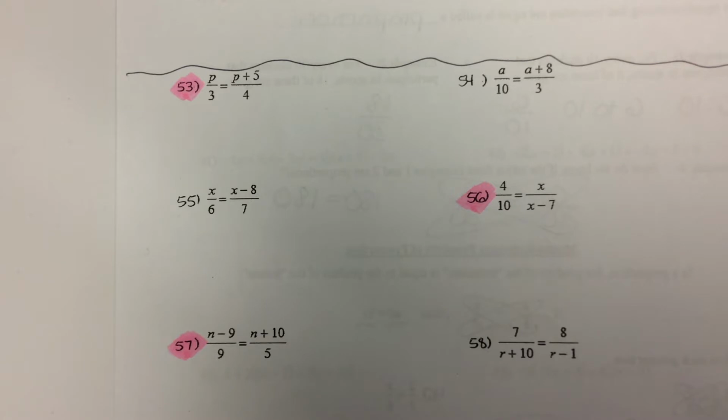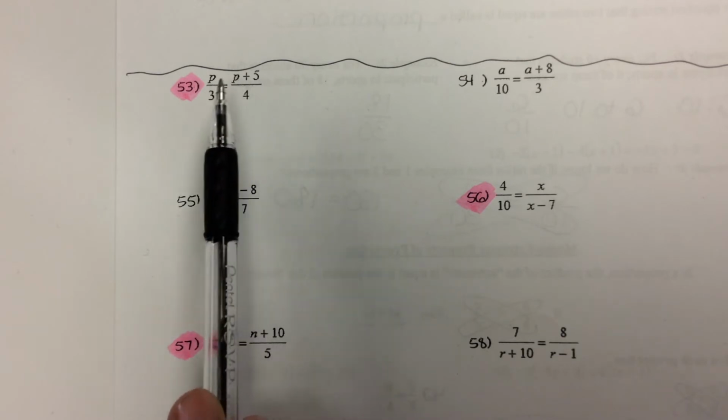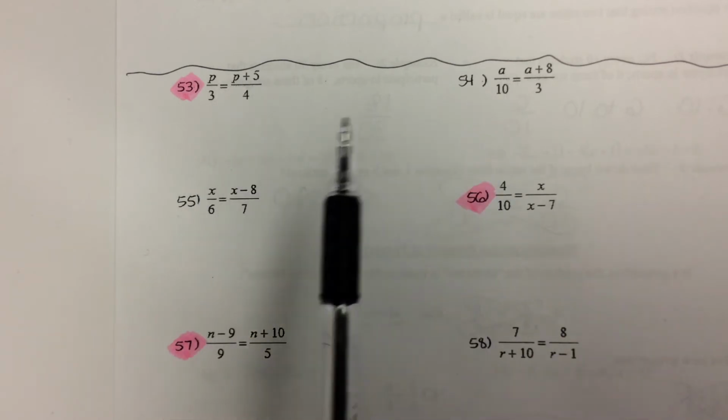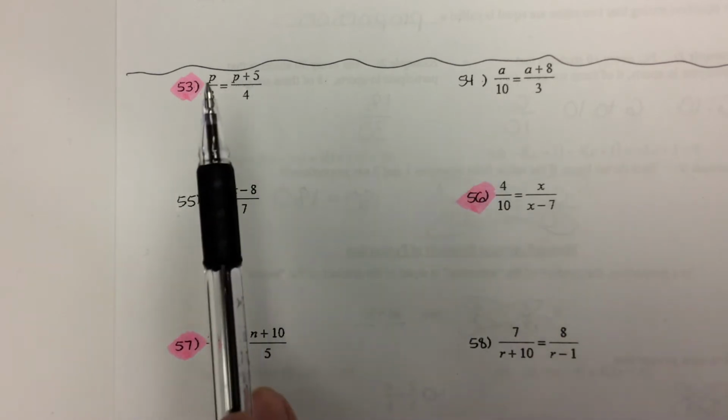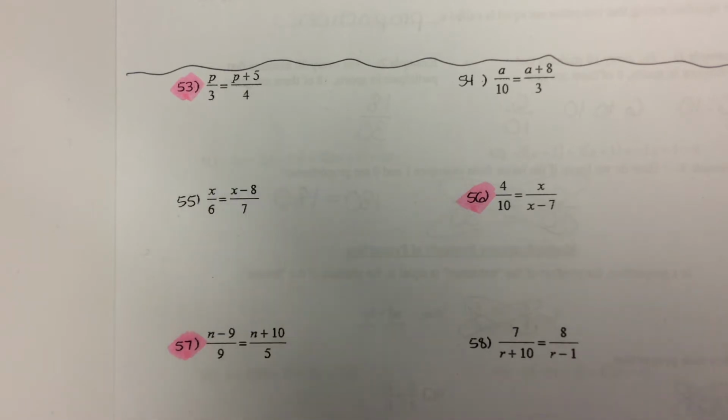If you remember from our last lesson, we said that we can determine if two ratios are proportional by cross multiplying. Well, in these examples, we already know that these two ratios are proportional. They're equal to each other. We just need to use that cross multiplication to figure out what our missing variable is. Okay, so that's what we're going to be doing in this video.